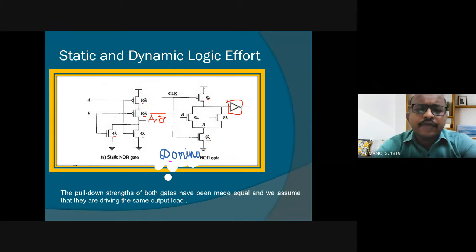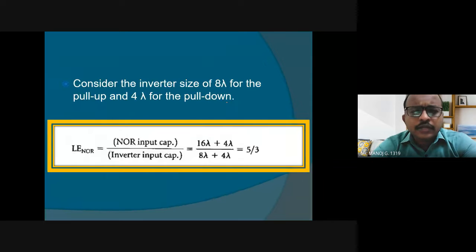Now we are going to evaluate. How do we evaluate? That's what we are going to see. Now, considering the inverter size of 8 lambda for the pull-up.